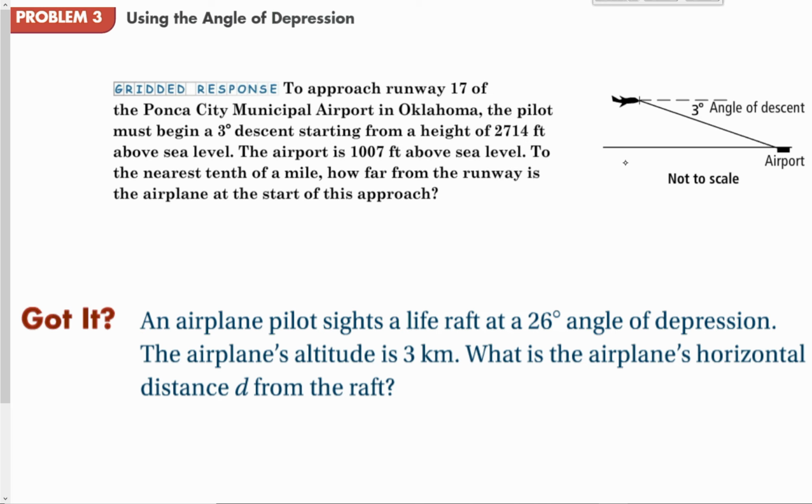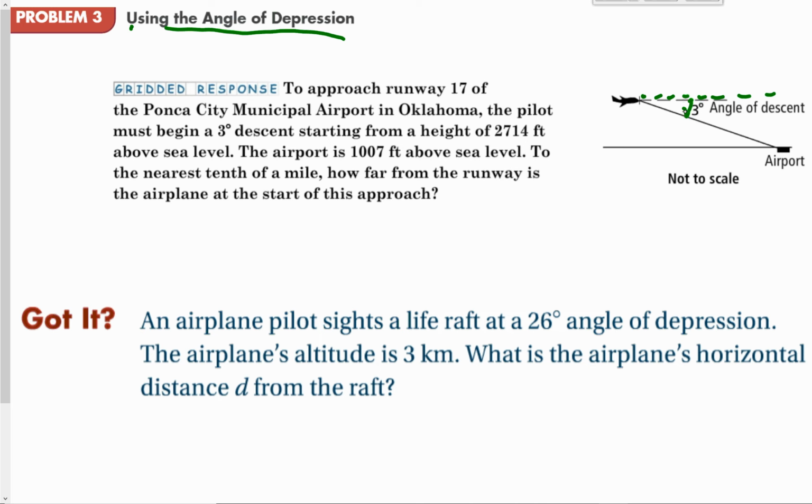3. Here we're going to use the angle of depression. So here we have a scenario. We're approaching runway 17 of Ponca City Municipal Airport in Oklahoma. The pilot must begin a 3-degree descent. That's talking about the angle of depression, and it's 3 degrees. Well, the angle of depression is always off a horizontal. So here's the horizontal, that line of sight, and it's going down from there at 3 degrees.